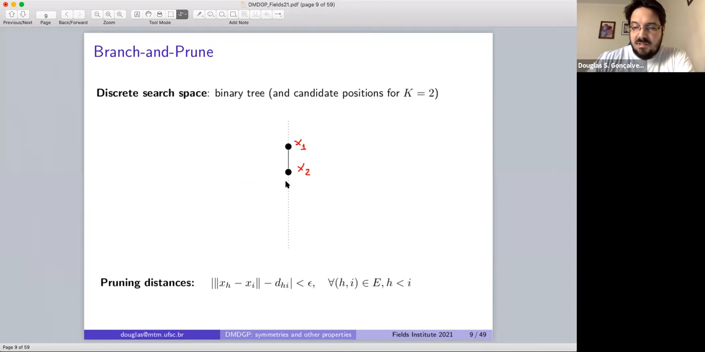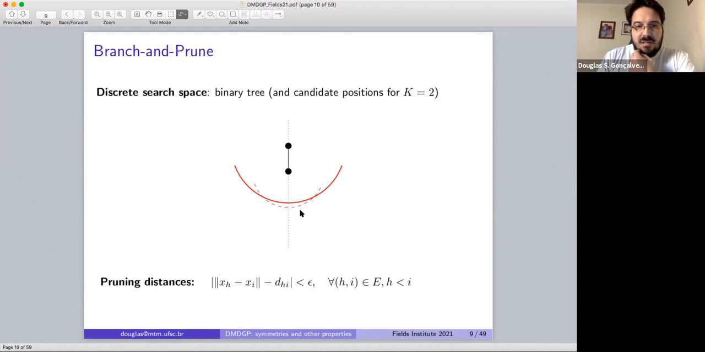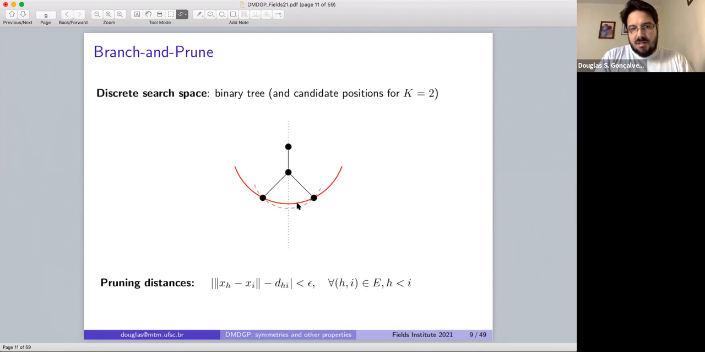And then for all the other vertices, the DMDGP assumptions ensure that, for instance, for vertex 3, we know the distance from the third vertex to the first and the second, and then we can perform the sphere intersections. So here I'm representing part of these spheres, centered at 1 and 2 with the respective radii. And then we have these two possible positions, and we consider both. And then we make a choice, we go to the left or to the right. Suppose we go to the left.